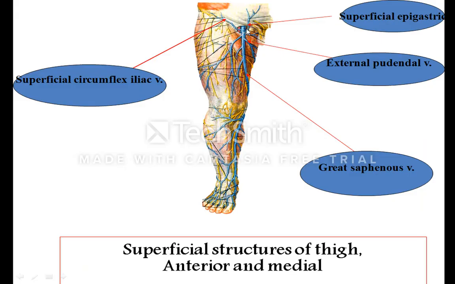As we see here, this is the greater saphenous vein, which is the longest vein found in the body. It is very important to know the course of this vein: it starts from here, goes up the leg, passes posterior to the knee, and again goes medial till it ends at the femoral vein here. These are the superficial epigastric vessels, external pudendal vessels, and the superficial circumflex vessels. These are the other cutaneous nerves that we already spoke about in the first slides.